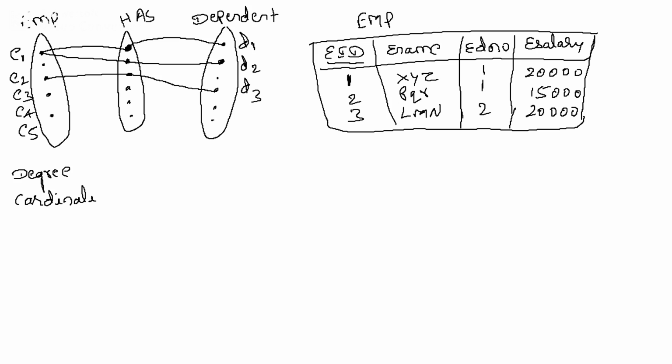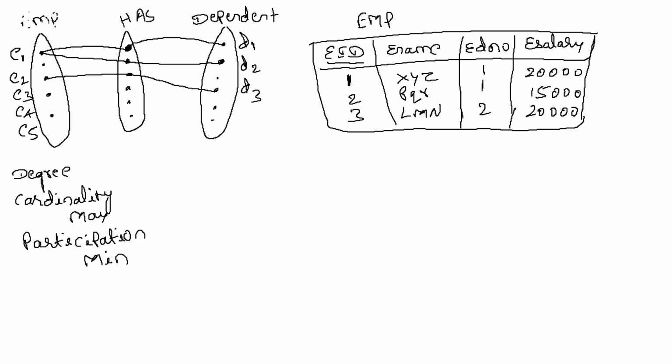So the cardinality ratio is nothing but the maximum participation constraint. Participation is nothing but the minimum, always. So we need to check the minimum of this particular entity set which is participating in this relationship type.